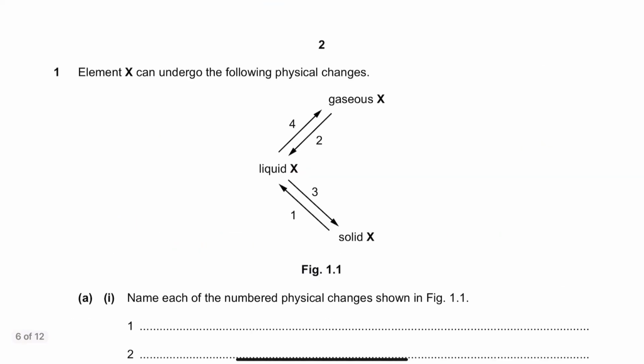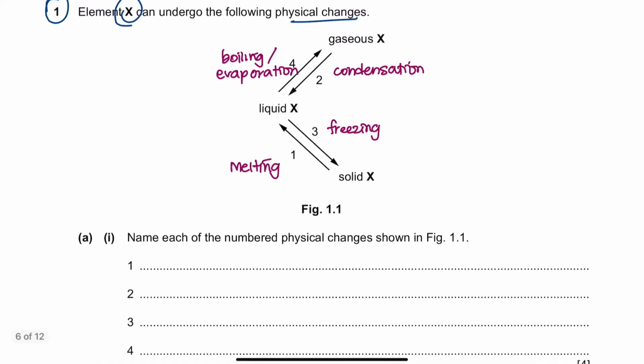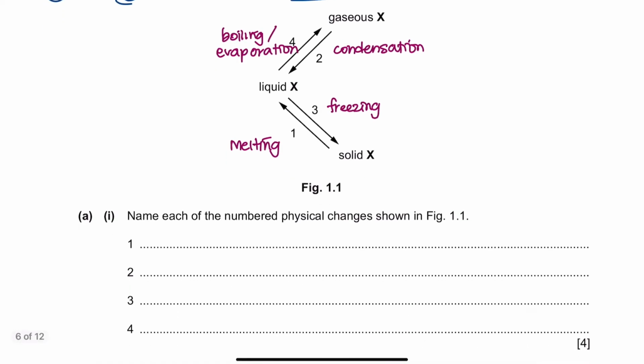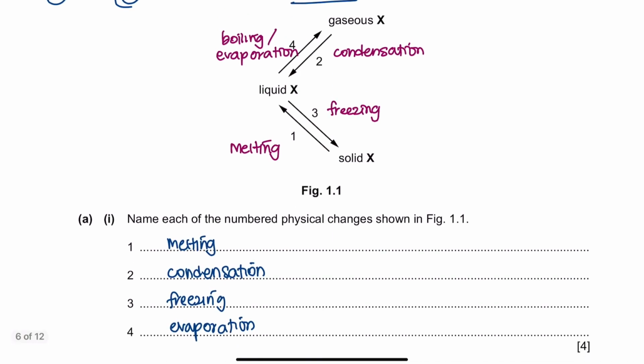Now this is a question from the specimen paper 2023, question 1. It says that element X can undergo the following physical changes. Before we answer the question, let's label all this. So question 1I is asking you to name each of the numbered physical changes as shown in figure 1.1. I think this question is pretty simple. I'd just like to add something. When gases and liquid convert to each other directly, we call that sublimation.